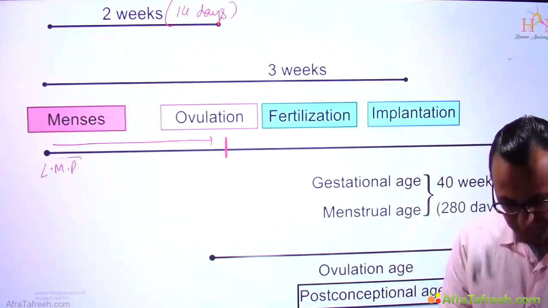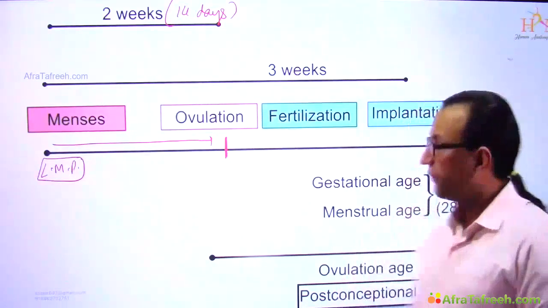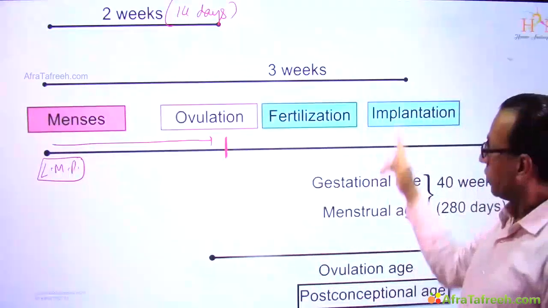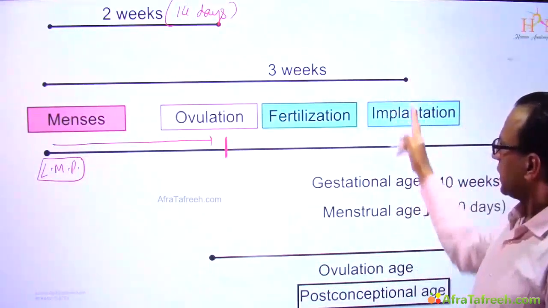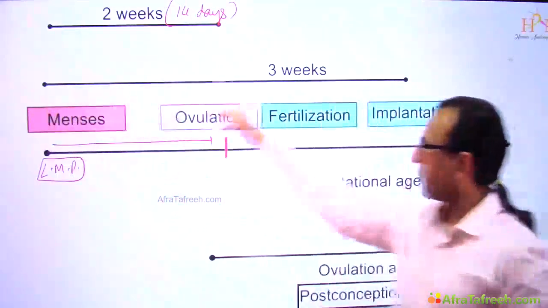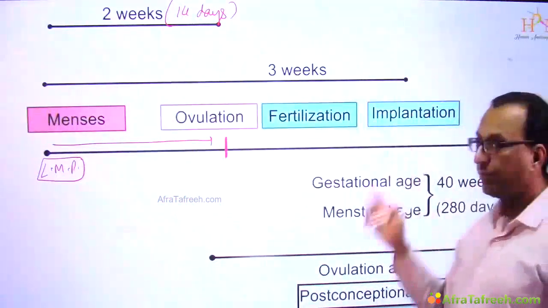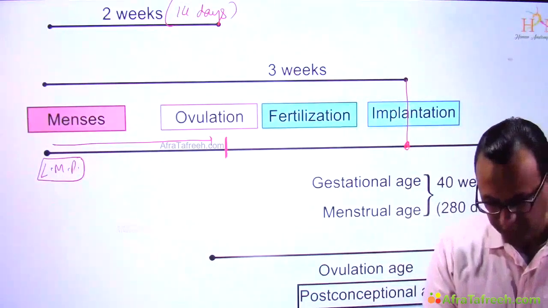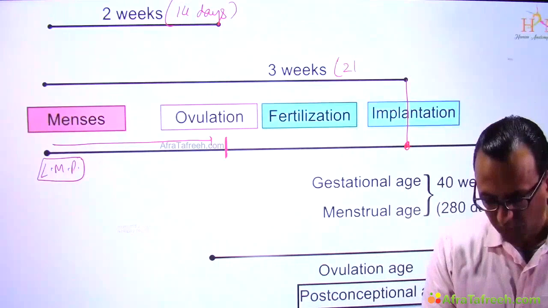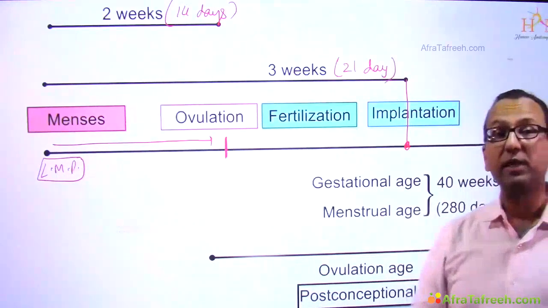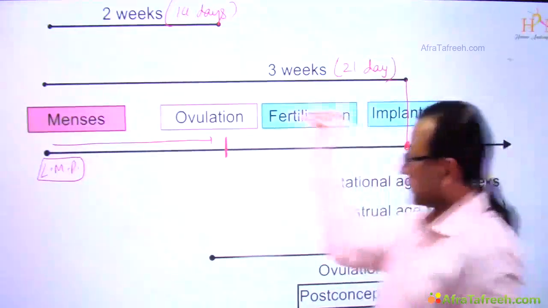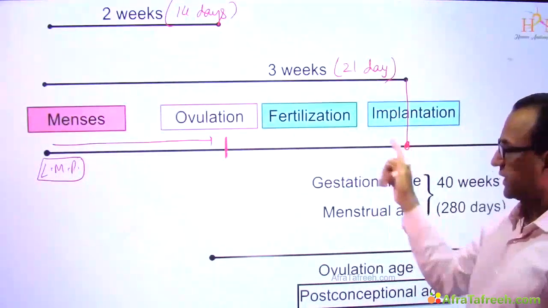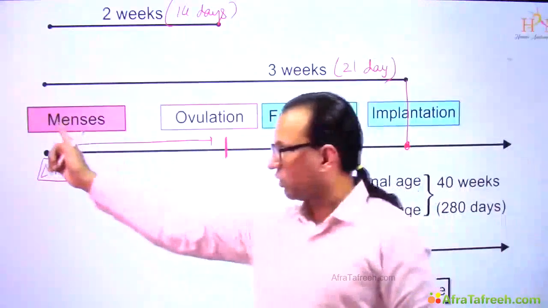menstrual period. And if you are talking about the implantation, then you will find that implantation is occurring 3 weeks, calculated from the last menstrual period. And if you say it is the 3 weeks, it is around 21 days, calculated from the last menstrual period. Now, once you have that kind of information, that is about the menstrual age or gestational age.